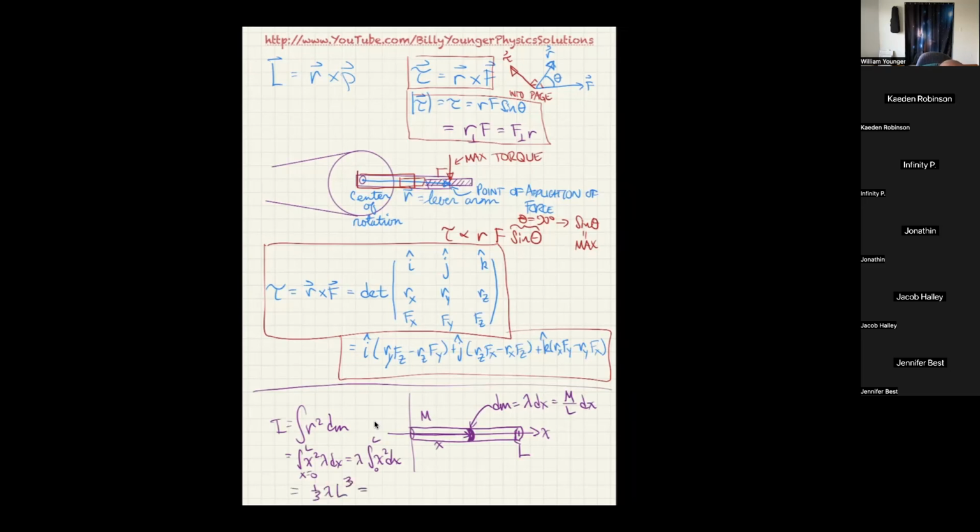So if I plug all this back in, 1/3, and then lambda is m over L times L cubed, you see that the moment of inertia, I, is equal to 1/3 m L squared. So that's the way you can actually do the integral to figure out what the moment of inertia is.